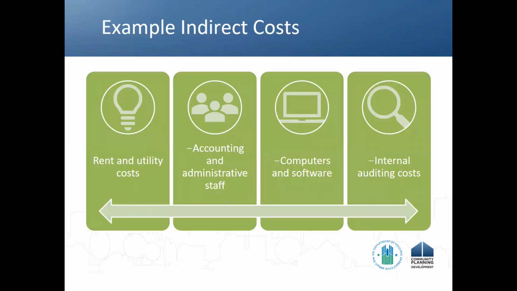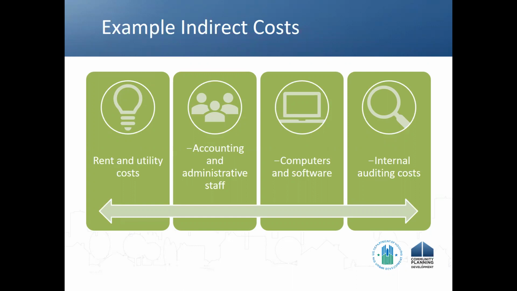Now let's look at indirect costs. Examples of indirect costs include rent and utility costs, accounting and administrative staff costs, internal auditing costs or motor pools, and computers and software. So again, you can begin to see how these types of costs inherently benefit more than just one funding source, if your agency has more than one funding source funding your staff operations and the activities that you carry out.